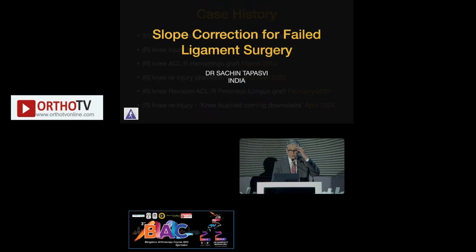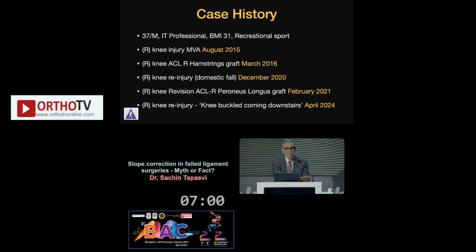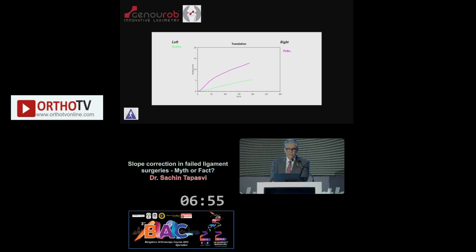So, slope correction for failed ligament surgery. Always good to learn from cases. Here's a 37-year-old male who's had one ACL revision, and he comes back again with a failed ACL. When you see patients like these who have gross laxity patterns, we need to really understand that there's something more happening rather than just the ACL failing over and over again.